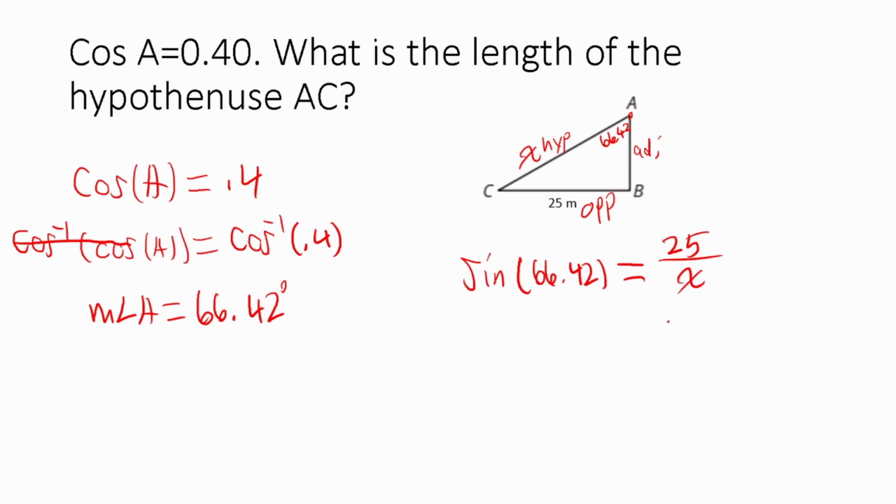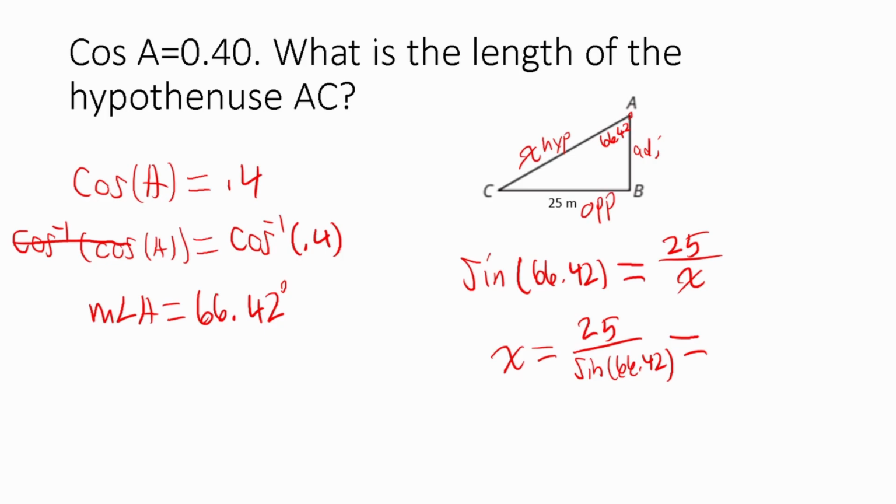Now, once again, our x is in the denominator. When we have it like this, we could switch, we flip, right? So we get x equals 25 over sine of 66.42. And that we could plug right into a calculator. So I'm going to do that. Remember, use the Desmos Scientific Calculator, like I showed you earlier in the video.